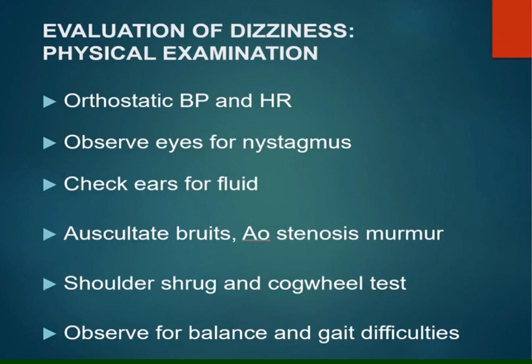You want to check both ears for fluid, certainly cerumen impaction also. In terms of cardiovascular, you want to auscultate for bruits. It's important to listen for aortic stenosis murmur. I also like to include a shoulder shrug and cogwheel test. The shoulder shrug, if weak or central weakness, often may represent conditions that can cause central muscle weakness, such as metabolic disorders with hyper or hypocalcemia, as well as polymyalgia rheumatica as some key examples.